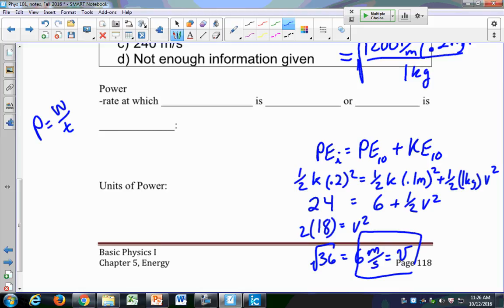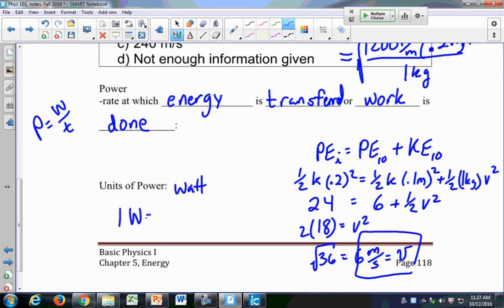But power is work over time. It is the rate at which energy is transferred or work is done. What is the unit of power? That's the watt. Horsepower is another unit of power, but we use the watt. The watt is capitalized because it's named after a person. 1 watt is 1 joule per second.